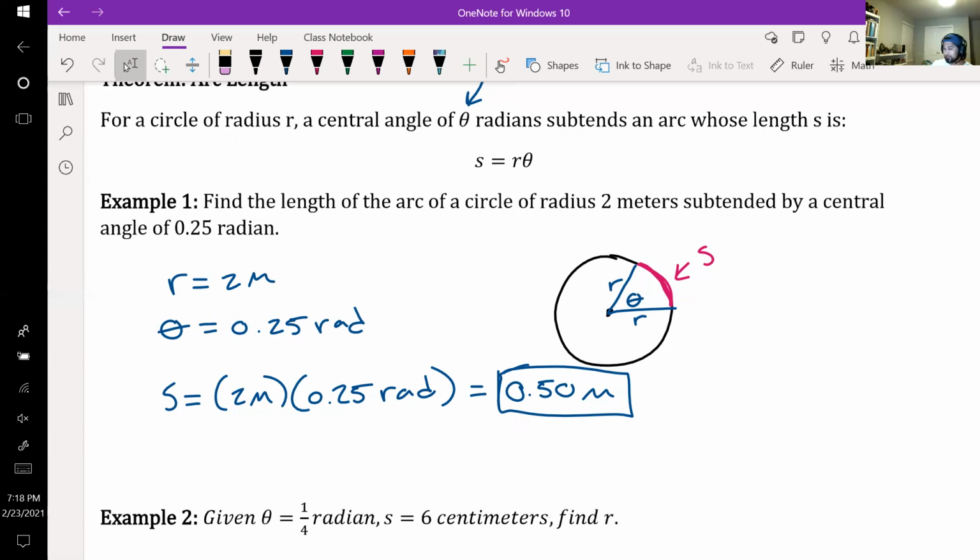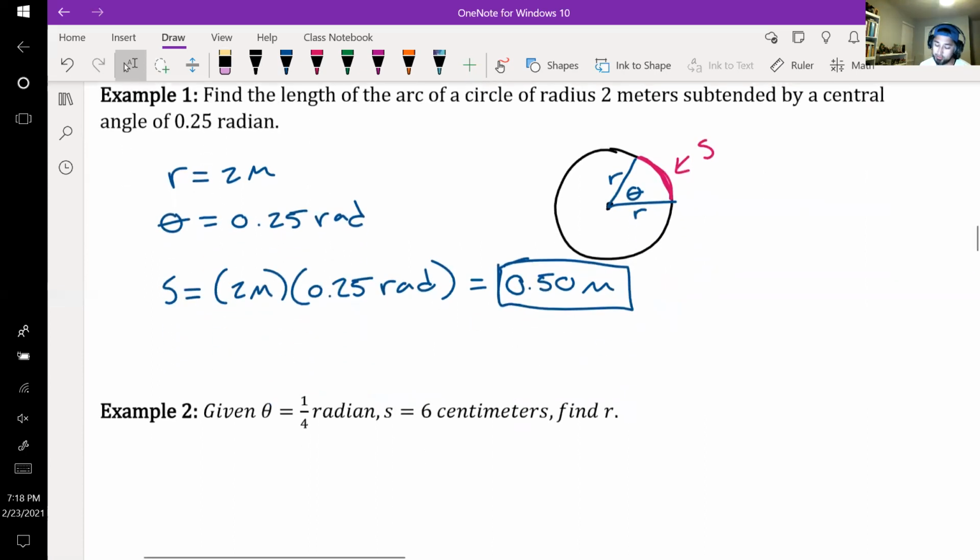So for this given circle with a radius of 2 meters and an angle of 0.25 radians, that arc length is 0.5 meters. There we go. Those are valid questions. I like it.